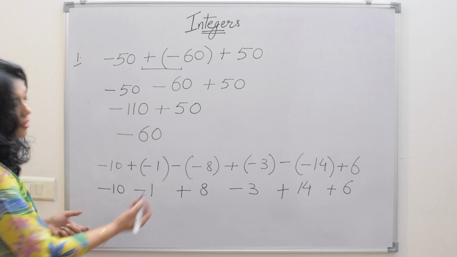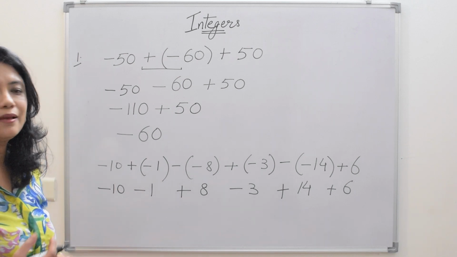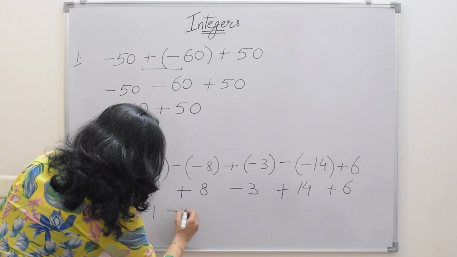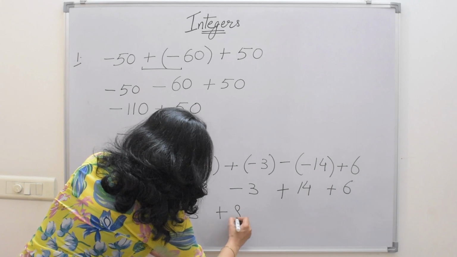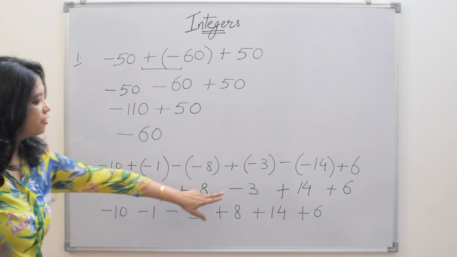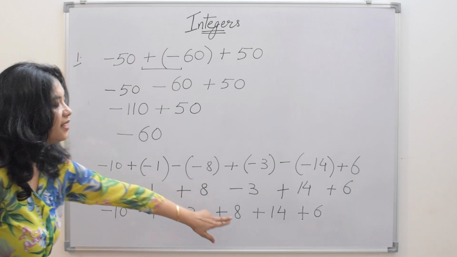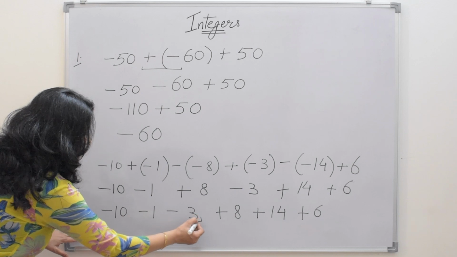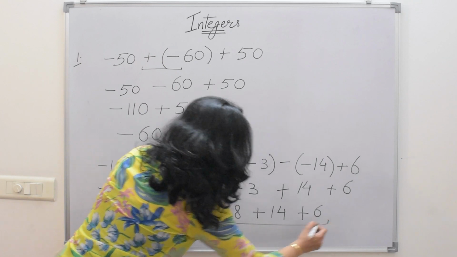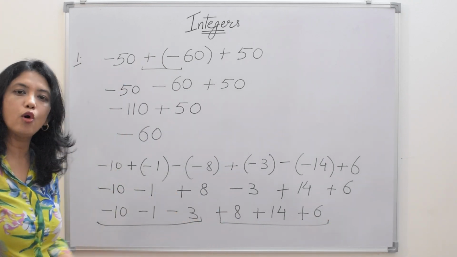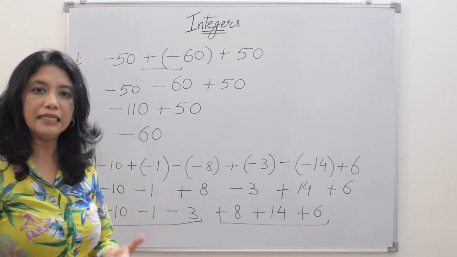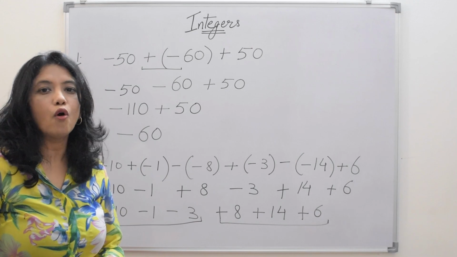Now what we will do, we will bring the numbers with the same sign together. Minus 10, minus 1, minus 3, plus 8, plus 14, plus 6. We have shifted minus 3 this side and plus 8 this side. Now we can solve further. These are the same type of numbers, all negative, add them up. These are the same type of numbers, all positive, add them up and then solve it further. Now like this, it will be very easy for you to solve sums on integers and it will become fun to do all the sums.